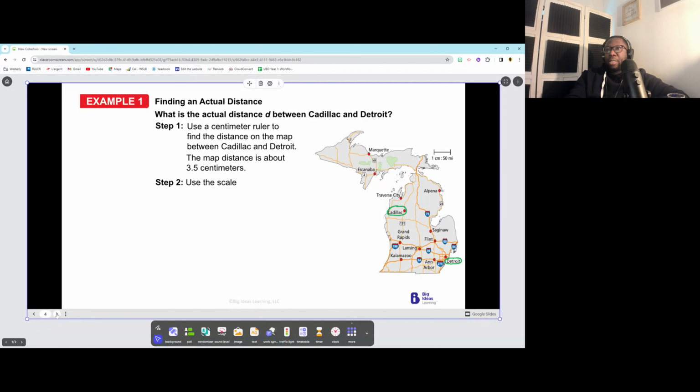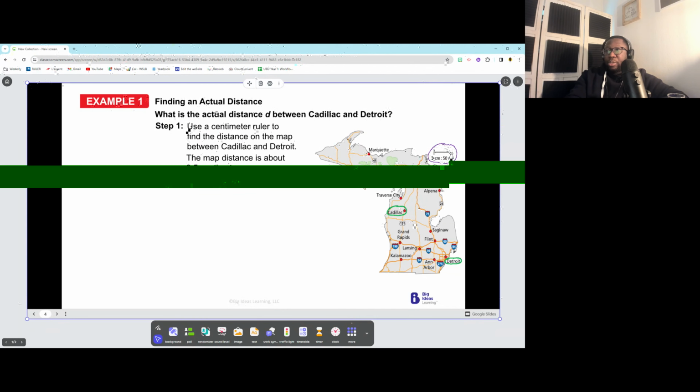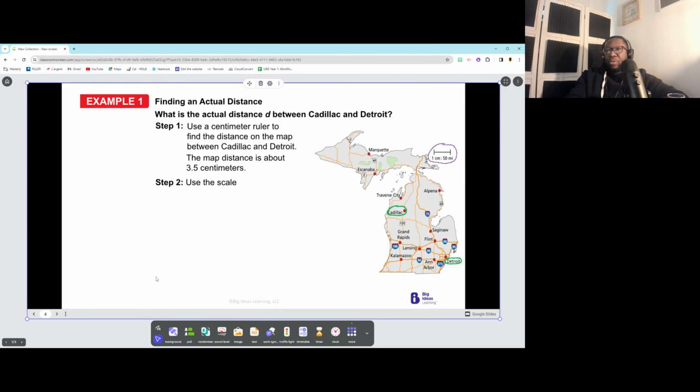Now, what is our scale? What does 3.5 centimeters mean in regards to this map? Well, if we look at our scale here, it says that every 1 centimeter is equivalent to 50 actual miles in real life, if you will. So in IRL, it would be 50 miles for every 1 centimeter that we see on the map. We're going to use that ratio to write a proportion and solve for our unknown.